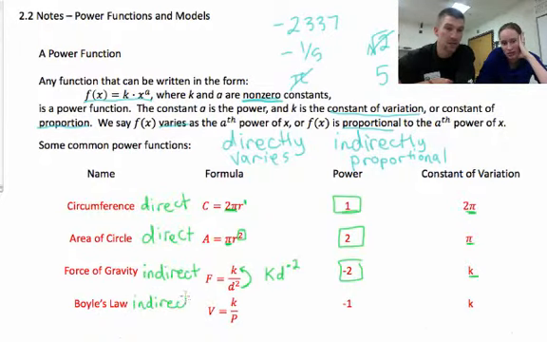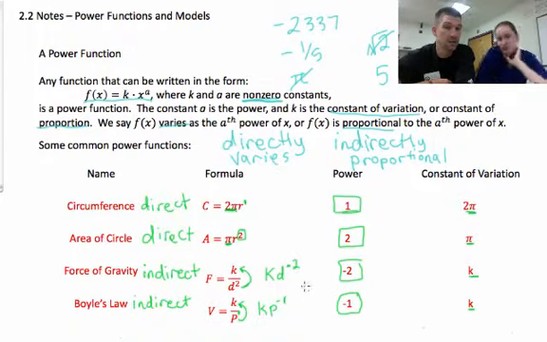And just like with the force of gravity, we had to investigate what was going on with d squared. We're going to do the same thing with p. We've got to move it from the denominator to the numerator so we have the same shape. And when you do, that exponent of 1 becomes a negative. Because it's normally a p to the first power on the bottom, but we're moving it to the top, so that's p to negative 1. Which gives us a power of negative 1 and a constant of variation of k.